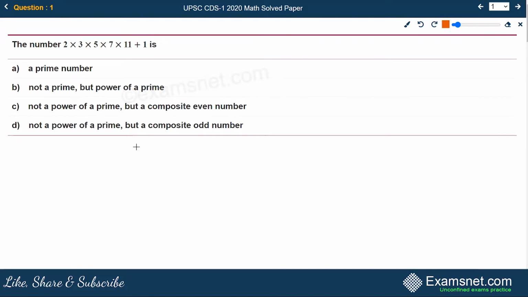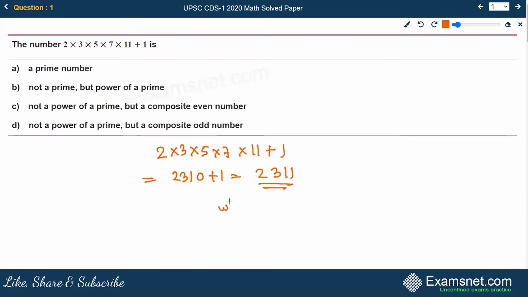Let's solve it. First of all, I would like to find the number. We know 2 multiplied by 5 will give you 10, and 3 multiplied by 7 will give you 21. 21 multiplied by 11 will give us 2310, plus 1. So the number becomes 2311, which is a prime number.